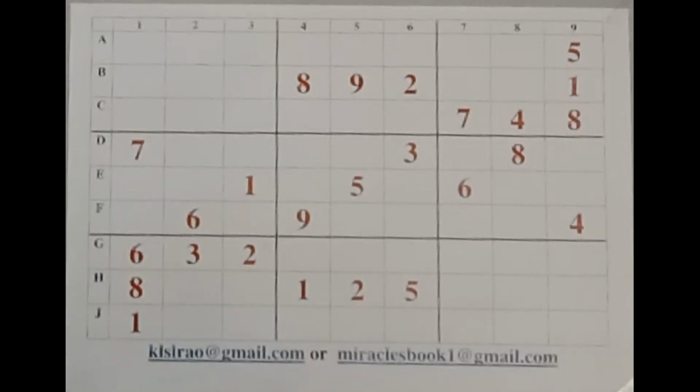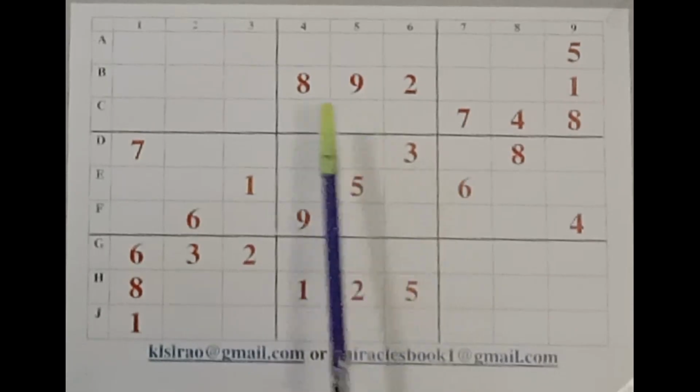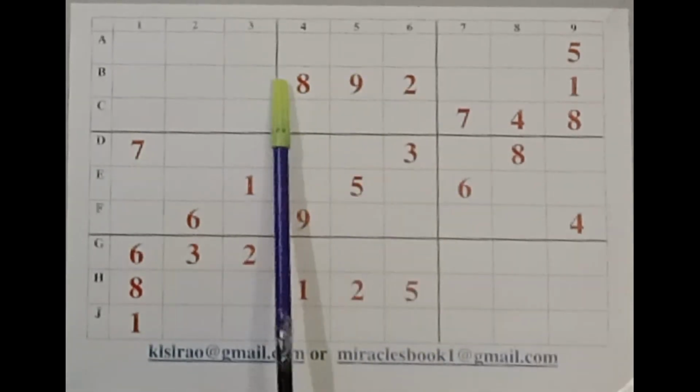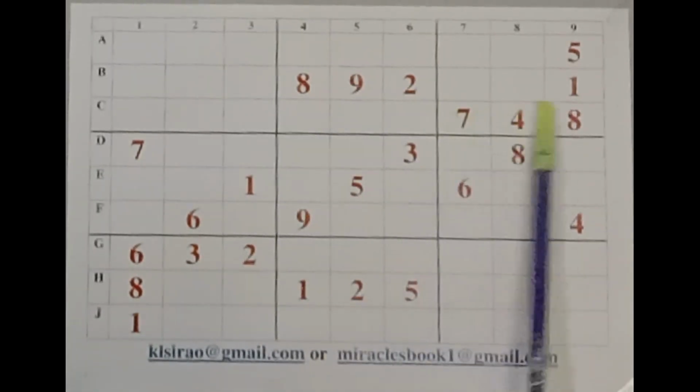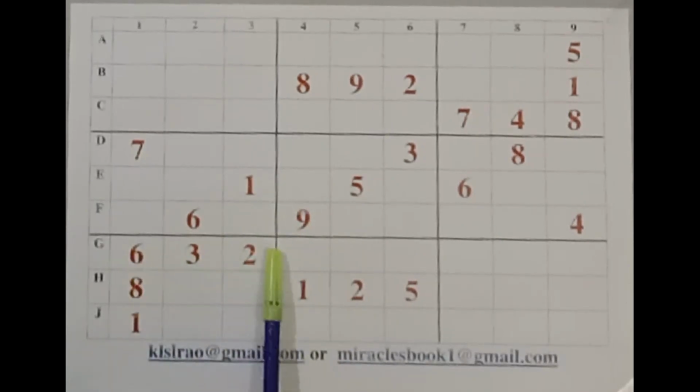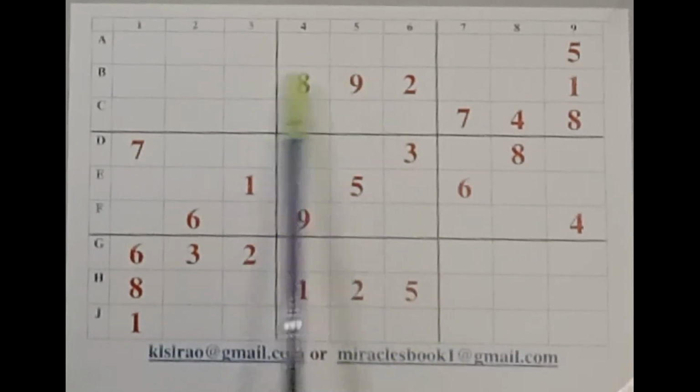Okay, and why I have selected this puzzle is, let me tell you, there are these what I call Sudoku walls. One wall here, second wall here, third wall here, and fourth wall here. Let us make use of them. Okay, so let us start now. Here, let us start with this Sudoku wall.